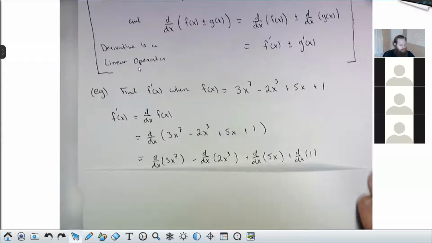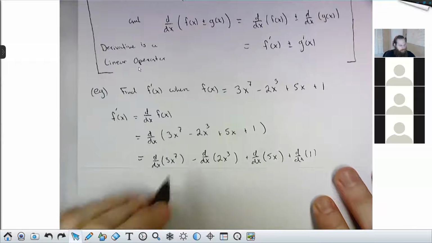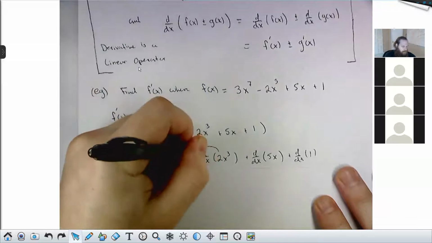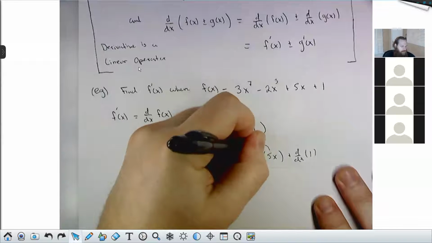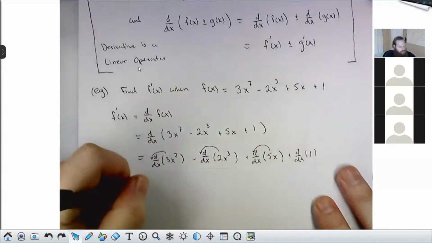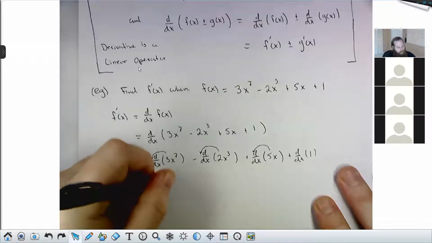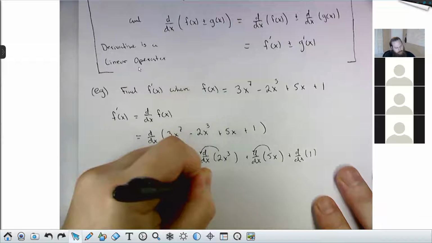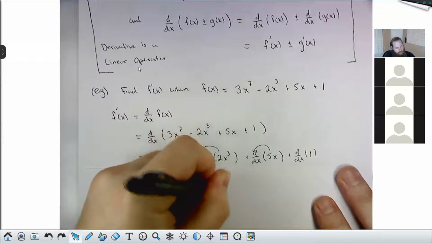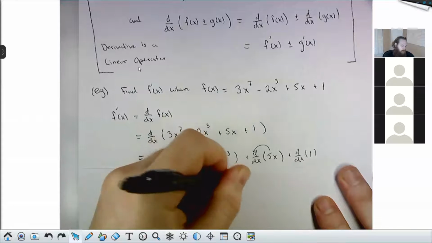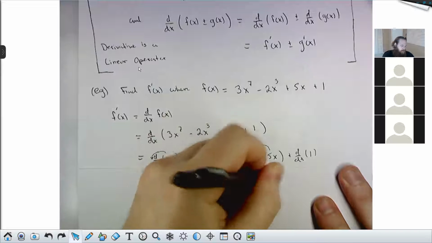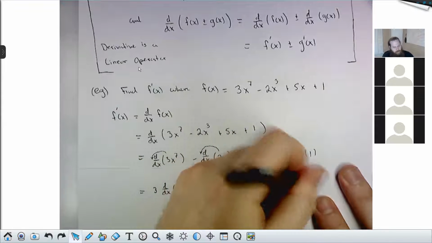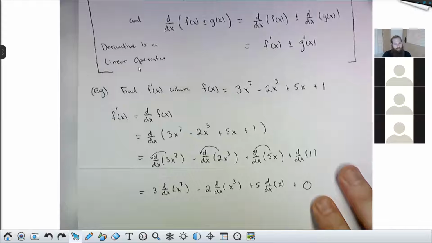And this is all well and good. Now I know that the constant multiples here can pop out. So this 3 is going to come out, this 2 is going to come out, and this 5 is going to come out. The derivative of 1 is 0. So this will be 3 times d/dx of x to the 7 minus 2 times d/dx of x cubed plus 5 times d/dx of x plus the derivative of 1, or any constant, is 0.